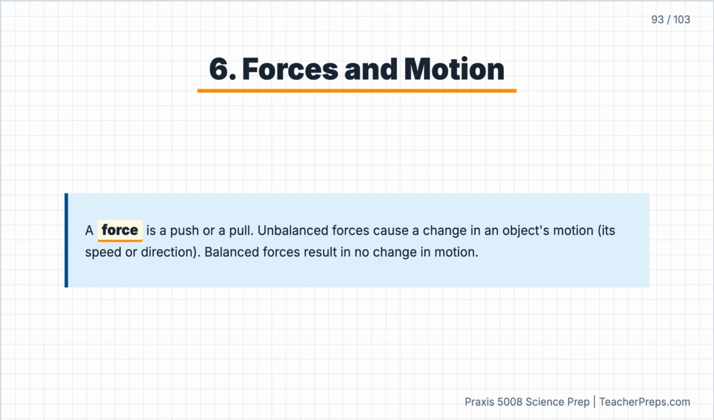Here we have forces and motion. Think here, tug of war. If both teams pull with equal force, the rope doesn't move. The forces are therefore balanced. If one team pulls harder, the rope moves in one direction. And this would be because the forces are unbalanced.